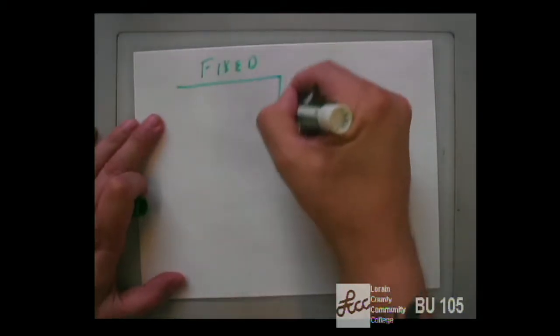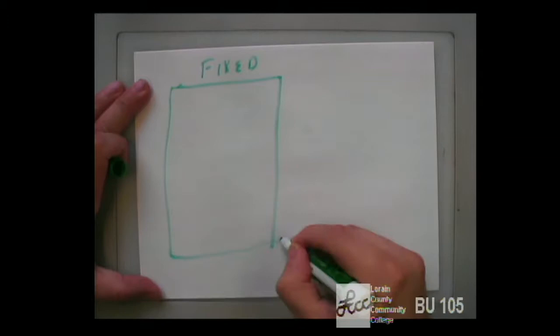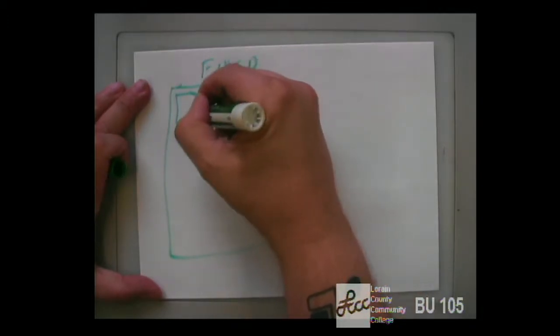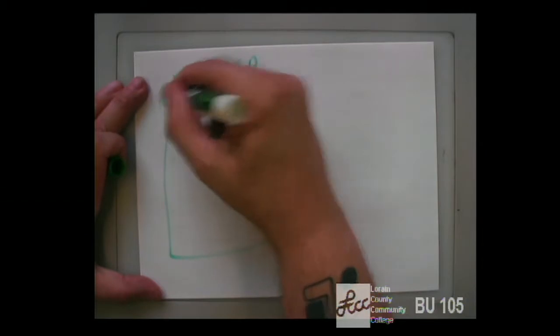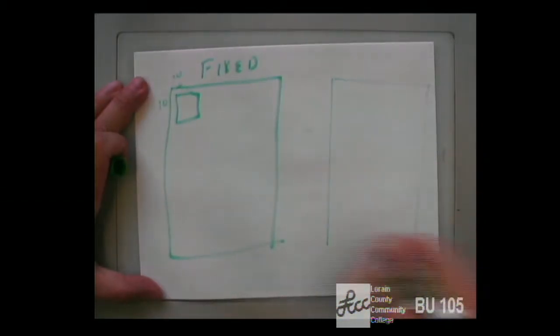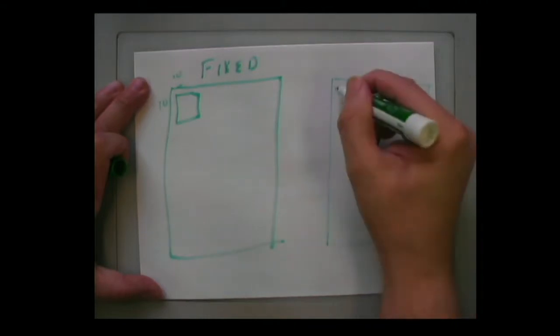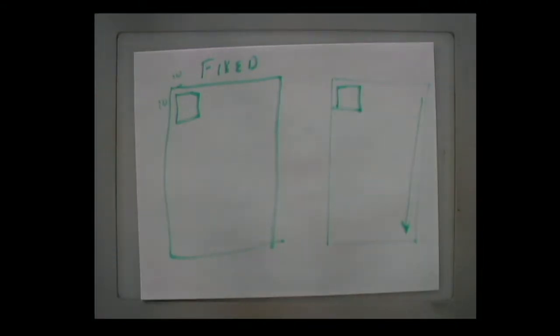So if I have something with a position fixed, 10, 10, and I scroll down, it stays right smack dab in that position. So that's good for things like headers, footers, and what I like to use it for, navigation. Because with that, I can keep the navigation on the page no matter where I scroll on the page. So if I scroll down, the navigation is still there. All right? So that's the next thing that we're going to do.